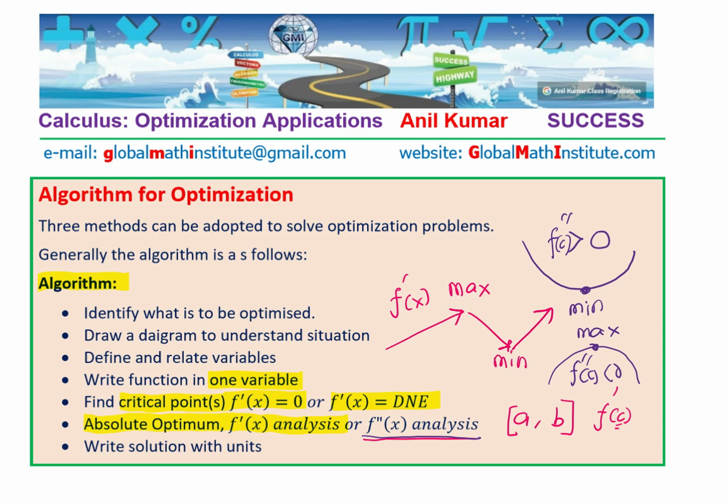So, I think algorithm is absolutely clear. So, these are all the steps to be followed. You can change the order a bit, right? However, cover all these things while solving a problem related to optimization in calculus. Is that clear to you?